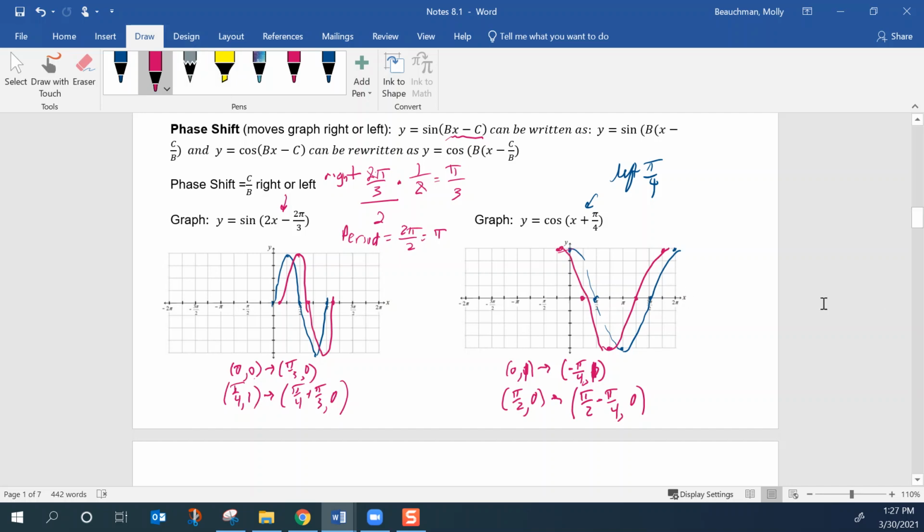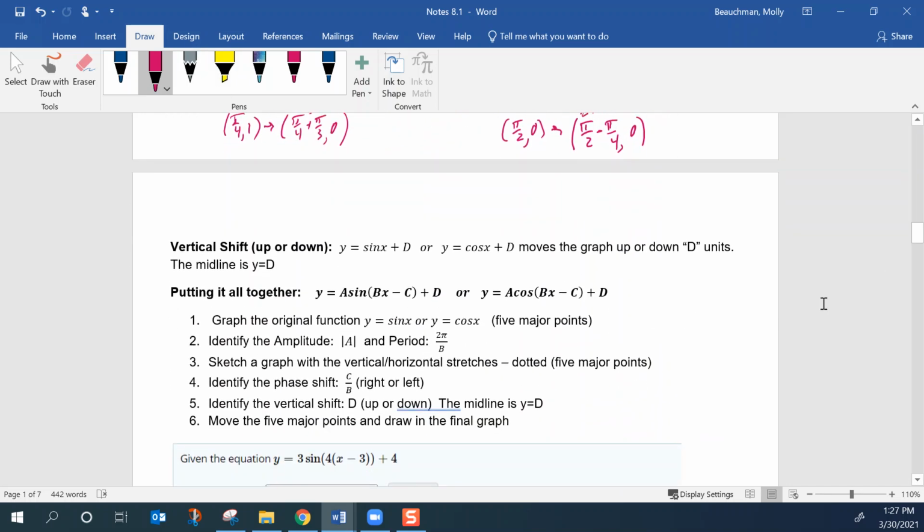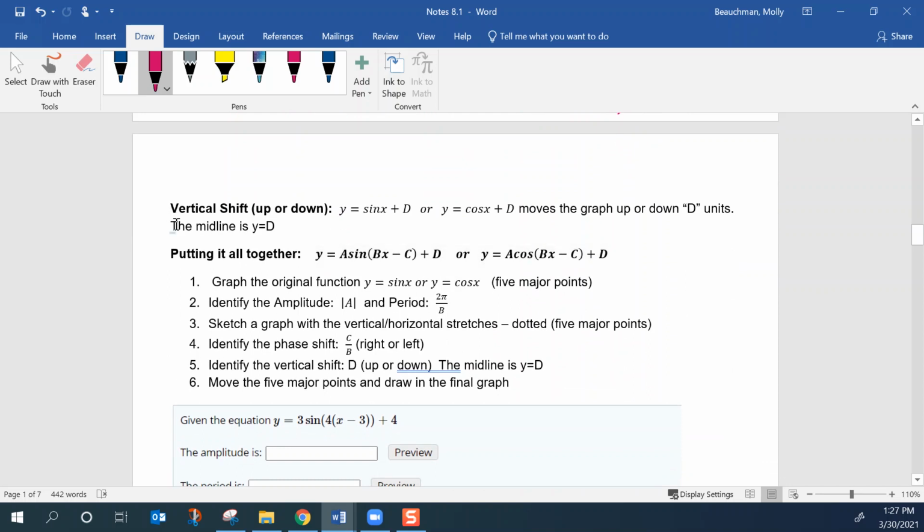All right, so now let's put it all together. Oh, we have one more item. A vertical shift up or down, y equals the sine of x plus or minus d, moves the graph up or down d units. And we call something the midline, the horizontal line that cuts your graph in half. It's the symmetry line.